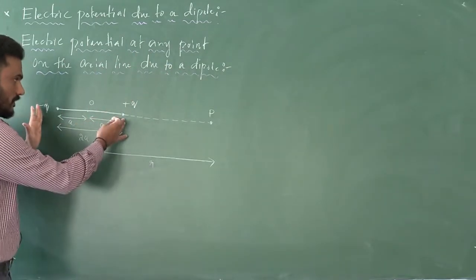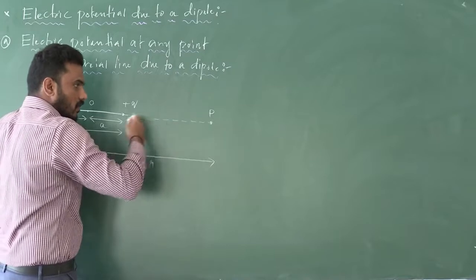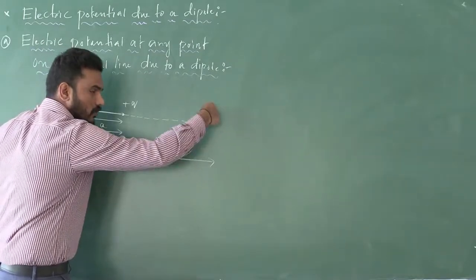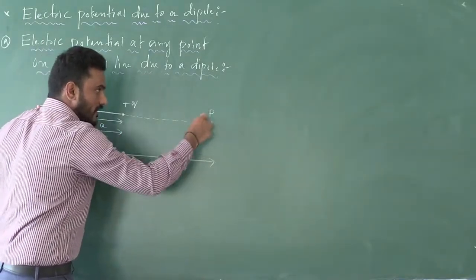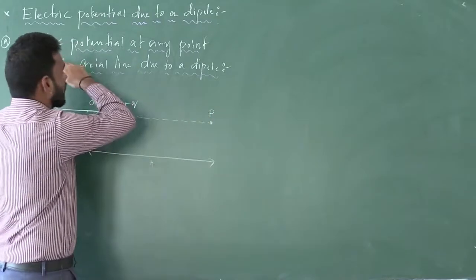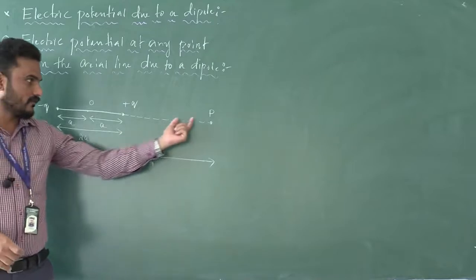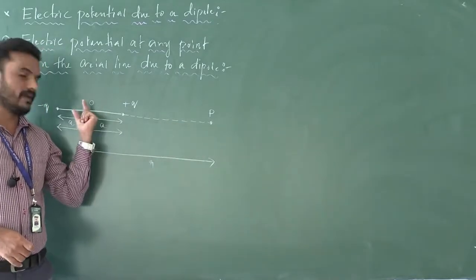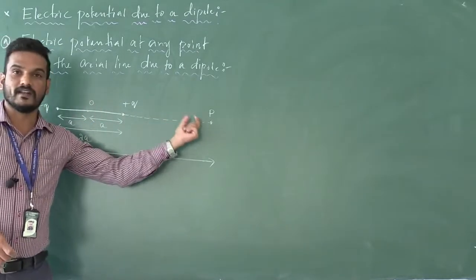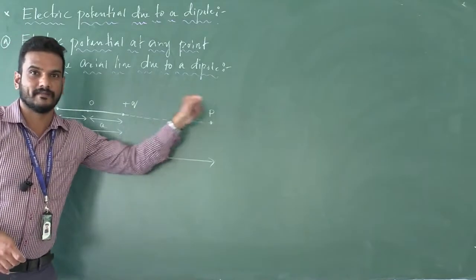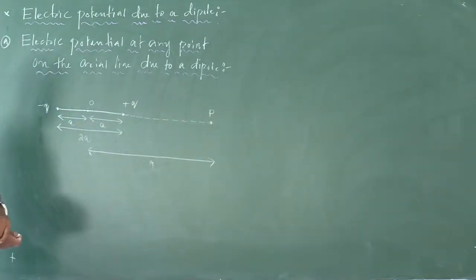This is the dipole and this is the axial line. On the axial line I marked one point. At this point I need to calculate the electric potential due to the dipole. The point is at a distance r from the midpoint of the dipole, and we need to calculate the electric potential at that point.